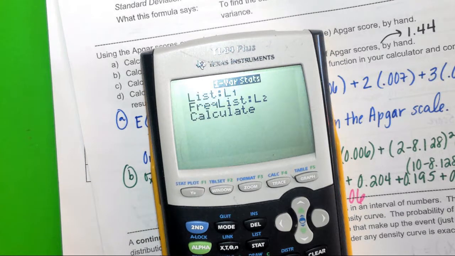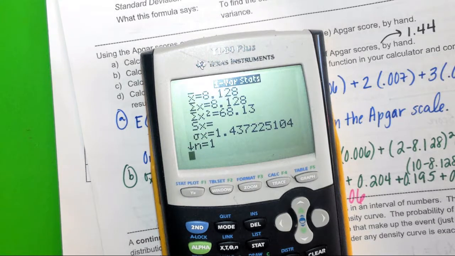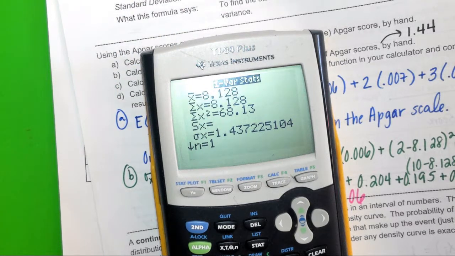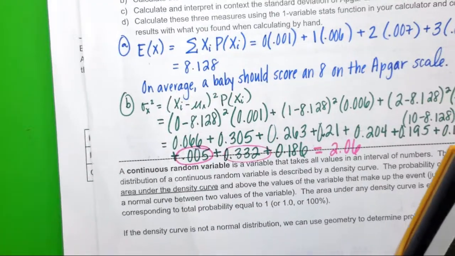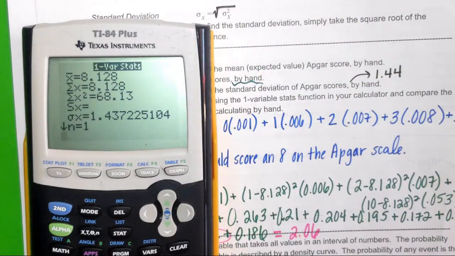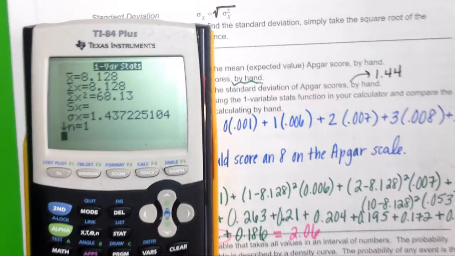I went home, read my textbook, got my life together on how to put things in my calculator. I knew my calculator could do all the things. If you press calculate, seriously, now all of a sudden we have the same stuff we had yesterday. Yesterday we got the expected value was 8.128. Now notice their X bar is also 8.128. We calculated the variation and therefore got the standard deviation of, let's see, we did it somewhere, 1.44, yep. I wrote 1.44 and we got 1.437, which rounds to 1.44 as well.